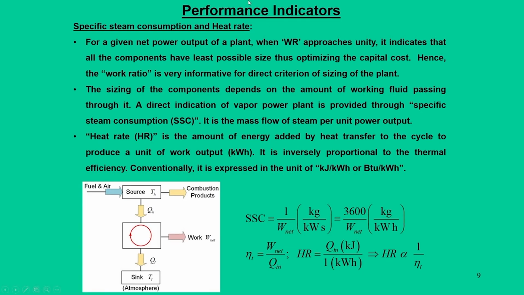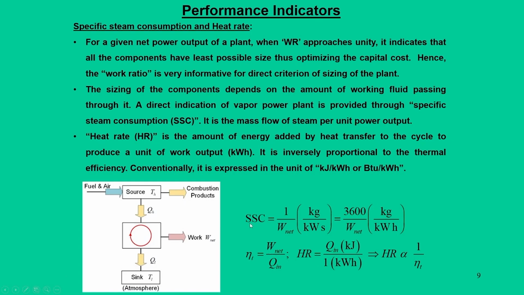For that reason we define these parameters as follows: the direct indication of a vapor power plant is given through specific steam consumption. It is nothing but the mass flow rate of steam per unit power output. Analogous to this, we also have the heat rate, which is the amount of energy added by heat transfer to the cycle to produce a unit of work output, that means in kilowatt hour. If you compare the specific steam consumption and heat rate, we will have a direct relation, but it has an inverse relation with respect to efficiency.